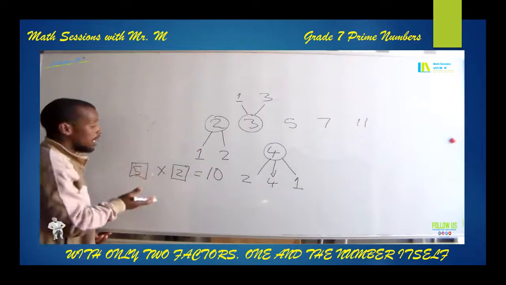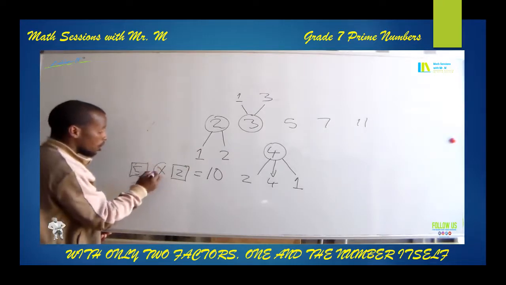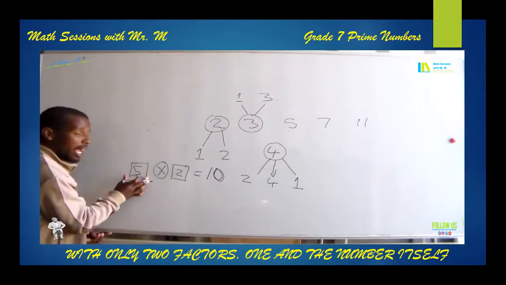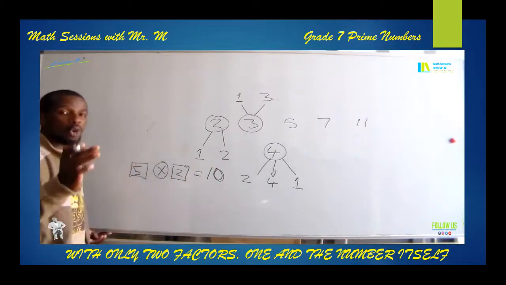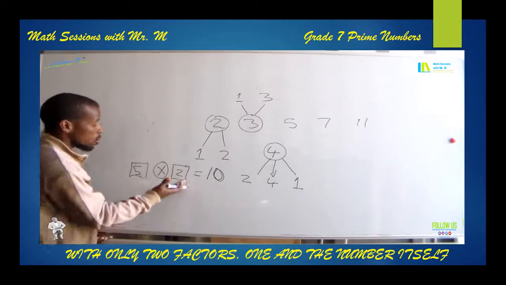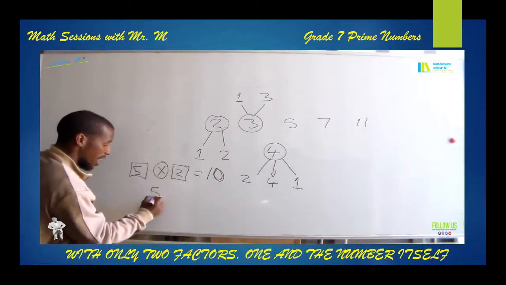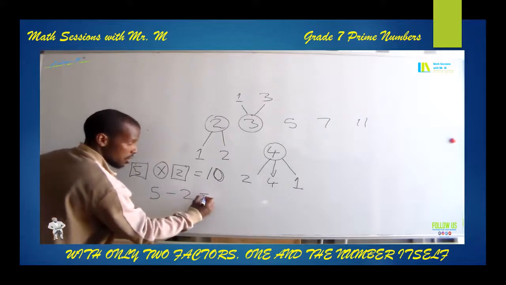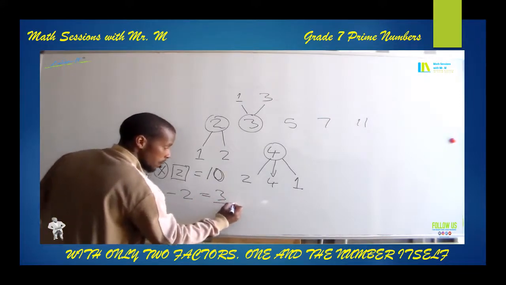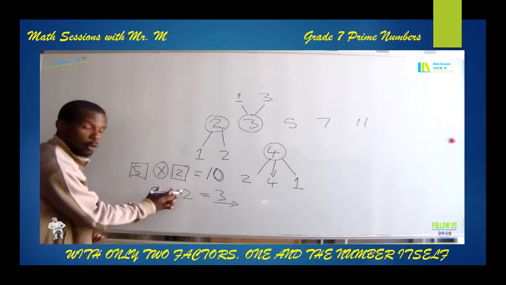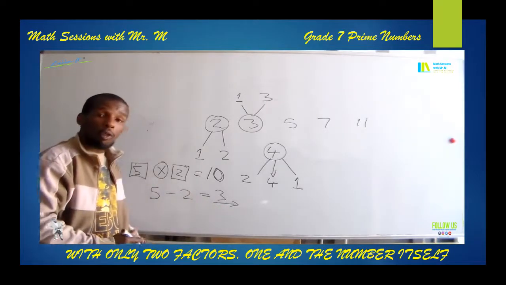So they ask you, give us the 2 prime numbers whose product is 10. So 5 multiplied by 2. And they ask you again, what is the difference of those prime numbers? It's easy because you are going to say 5 subtracted by 2 is equal to 3. So the difference of these 2 prime numbers, 5 and 2, is 3.